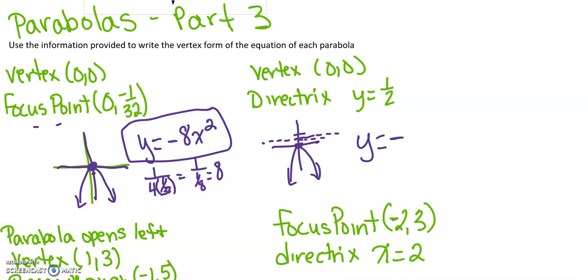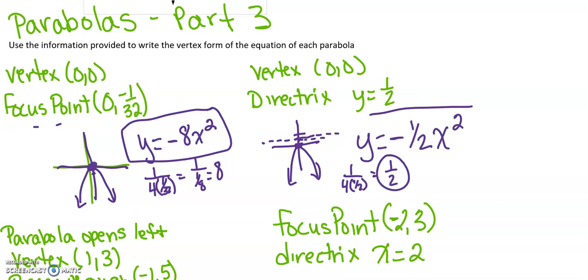So I know it's a y and a negative. My a term is 1 over 4 times the distance. So now the distance between the directrix and the vertex is 1/2. Okay? So 4 times 1/2 is 2. So my a term is 1/2. Now, because my vertex again is at 0, 0, I did not have to add or subtract anything from my equation. So this is my equation. Okay? So I'm hoping that is understandable.